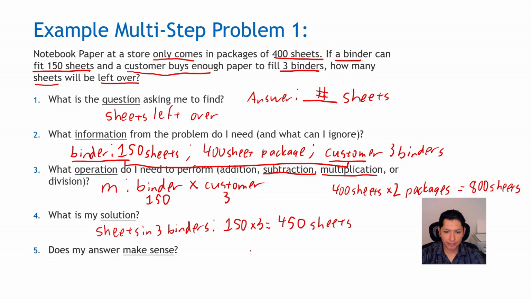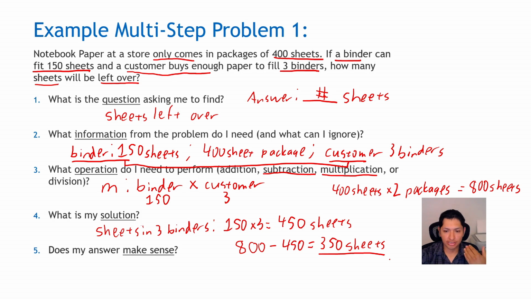And then finally, since they bought 2 packages of 400 sheets, they have 800 sheets total. But 450 of those sheets went into the binders. So that means that I have to subtract those 2 values from each other so that I know how many sheets are left over. So 800 sheets from the 2 packages minus 450 sheets that were put into the binders gives me 350 sheets left over. So 350 sheets is the answer.